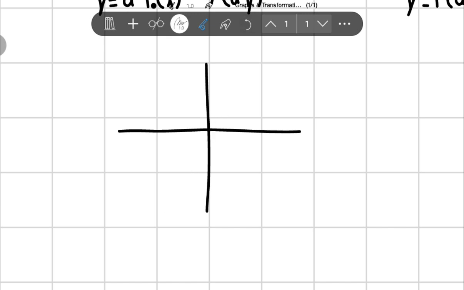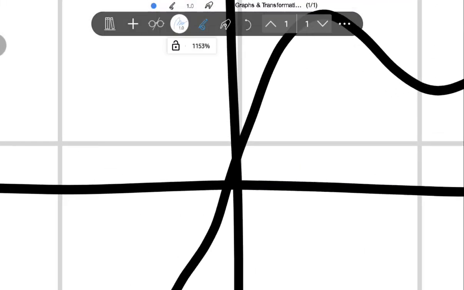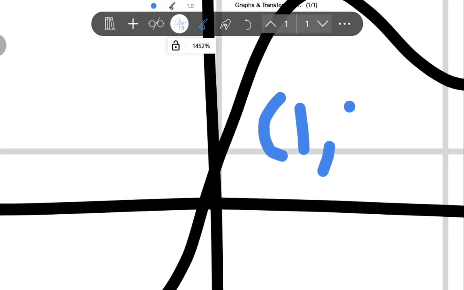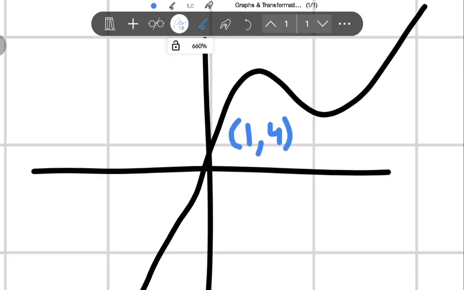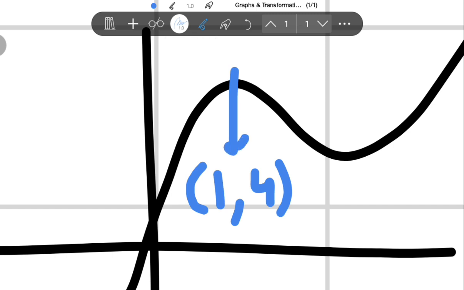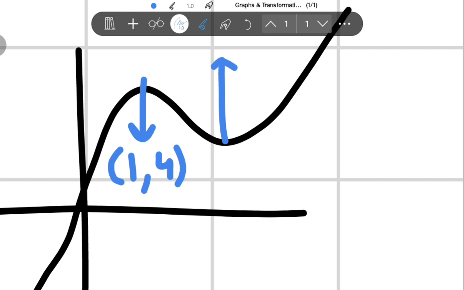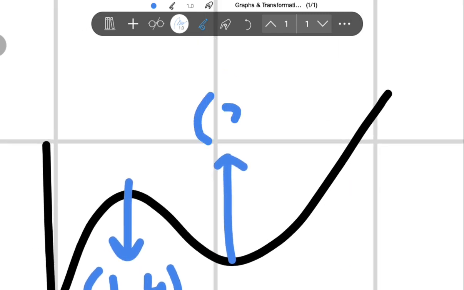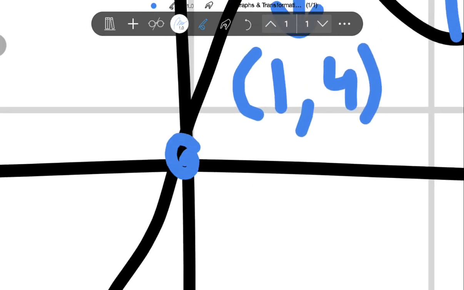I want to draw it properly. Something like this, let's say, and I don't know what it is, but all I know is that I am given specific key points within the function. So I have this to be 1 and 4 here. Oh no, sorry. This is 1/4, and this turning point is 3 and 1. And obviously we have the origin here. It's supposed to cross the origin. We can just name this to be O.